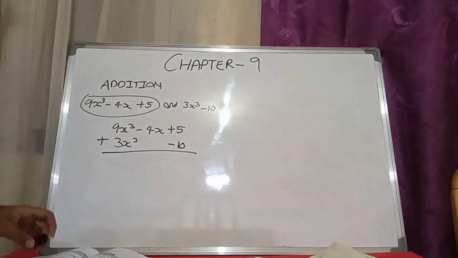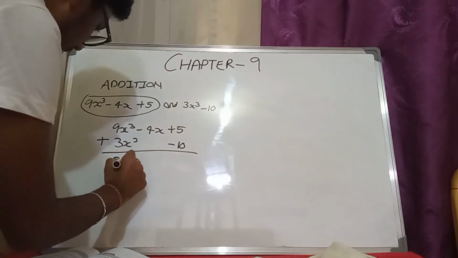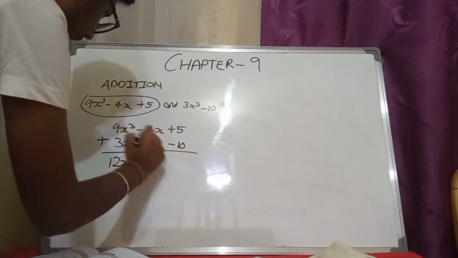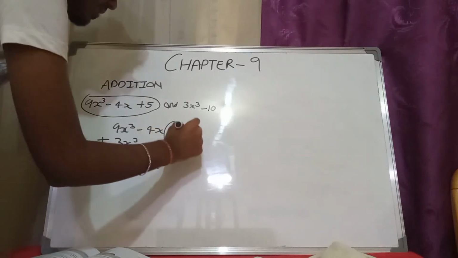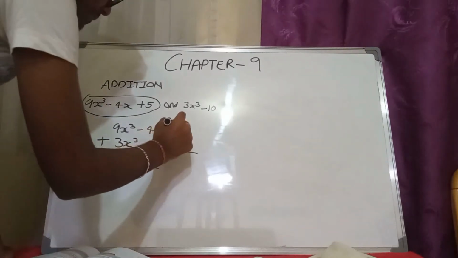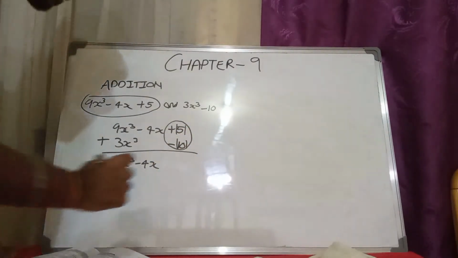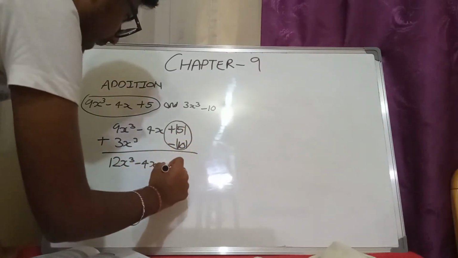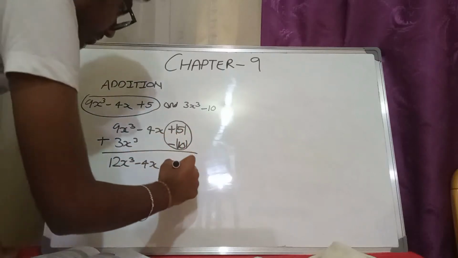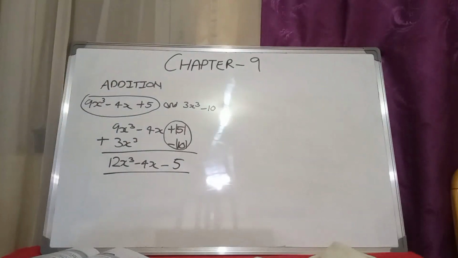And now we will use how we find out integers. We have to add these both, so we will get 12x cube. We will write minus 4x as it is, negative 4x. Then here we will use the integers property. So we will take the absolute value of 5 and 10. 10 has more absolute value, so the sign of 10 will be taken, which is negative, and then we have to subtract both of them, which is minus 5. So we get the answer 12x cube minus 4x minus 5. So this is the answer.